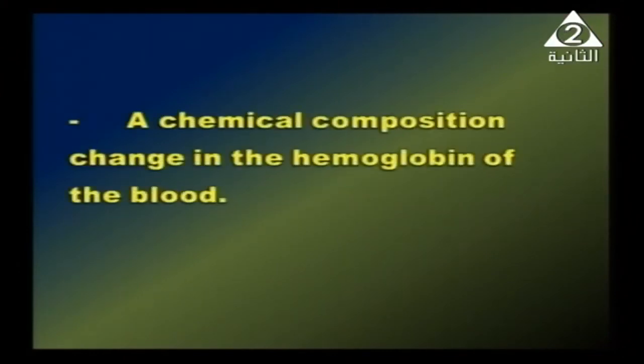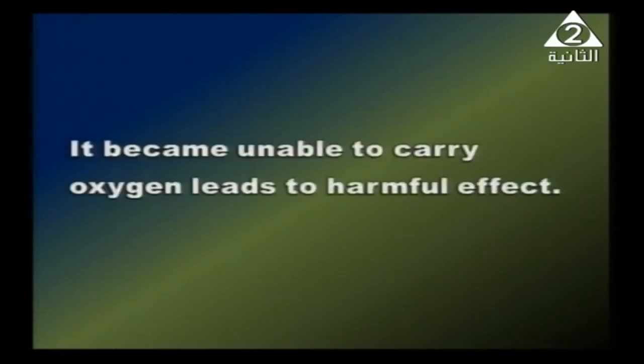Another type of question is what happens when there is a chemical composition change in the hemoglobin of the blood. Hemoglobin is located inside the red blood cells of the blood. If the hemoglobin chemical composition changes, it becomes unable to carry oxygen, which leads to harmful effects.